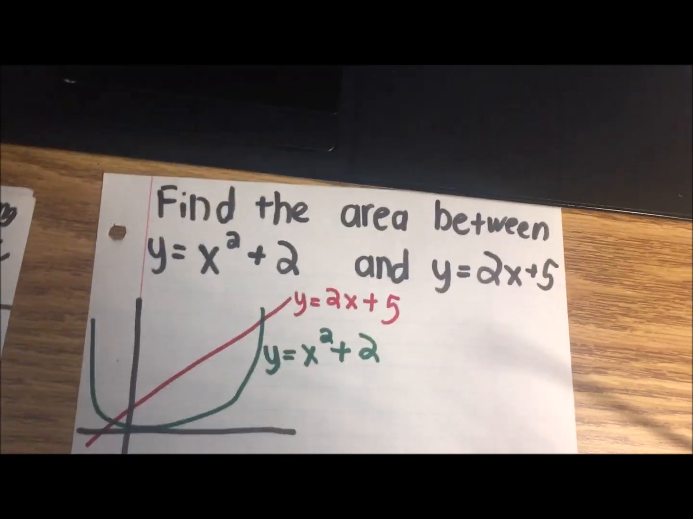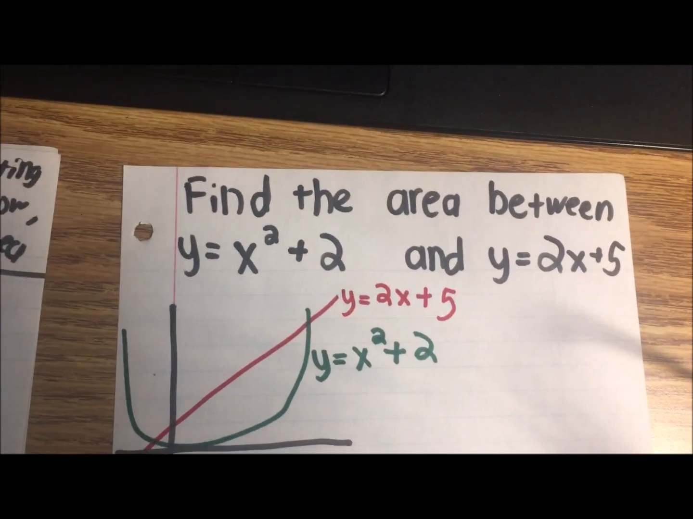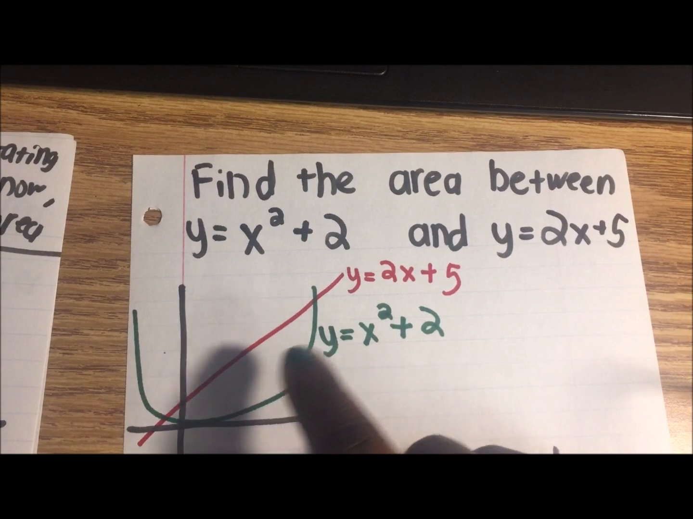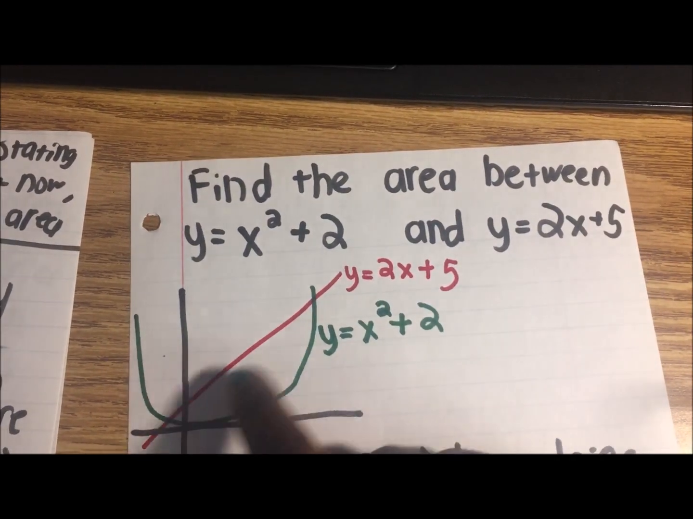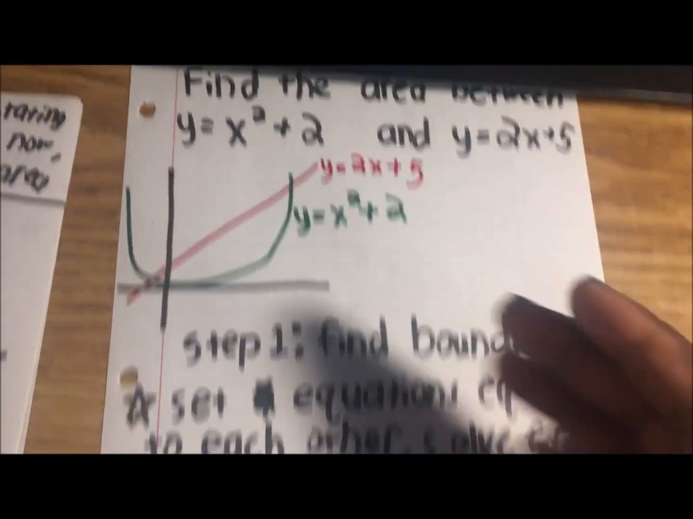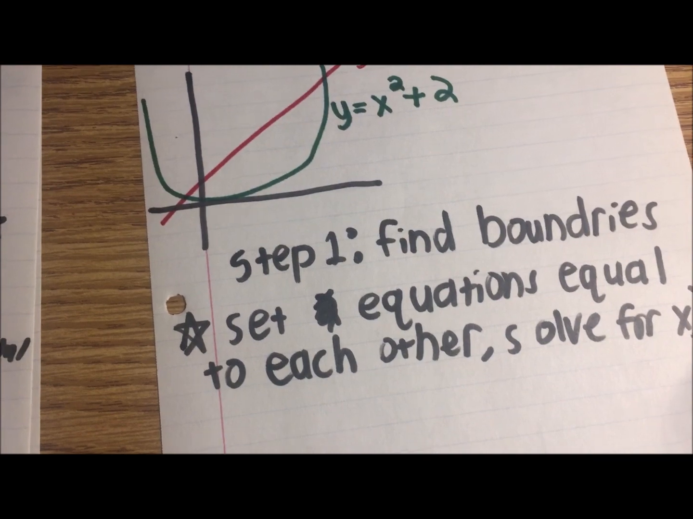Okay, so let's do an example problem. Find the area between y equals x squared plus 2 and y equals 2x plus 5. This is what the graph would look like, and we're finding the area between these two curves. We're finding this area. So step 1, let's find the boundaries. Because the boundaries are not given to us in the equation, we'll find them.